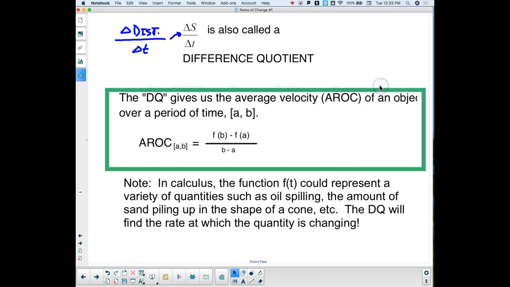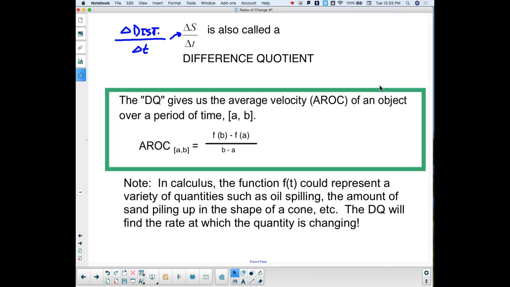And the difference quotient gives us the average velocity of an object over a period of time. Unlock this. There it goes. Now it fits in there. Average velocity, the AROC of an object over a period of time, A to B. Okay.